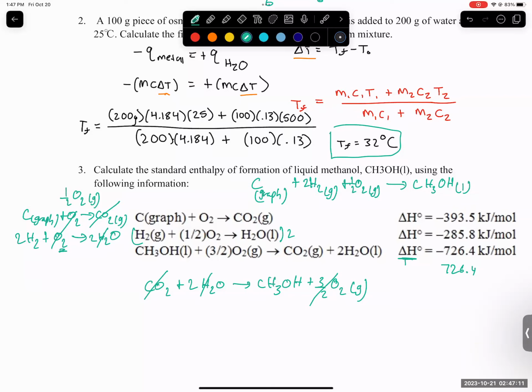All right, I didn't go over this until this point, but we multiplied the second equation by 2. What happens to the delta H? Multiplied by 2. Oh, to triple.